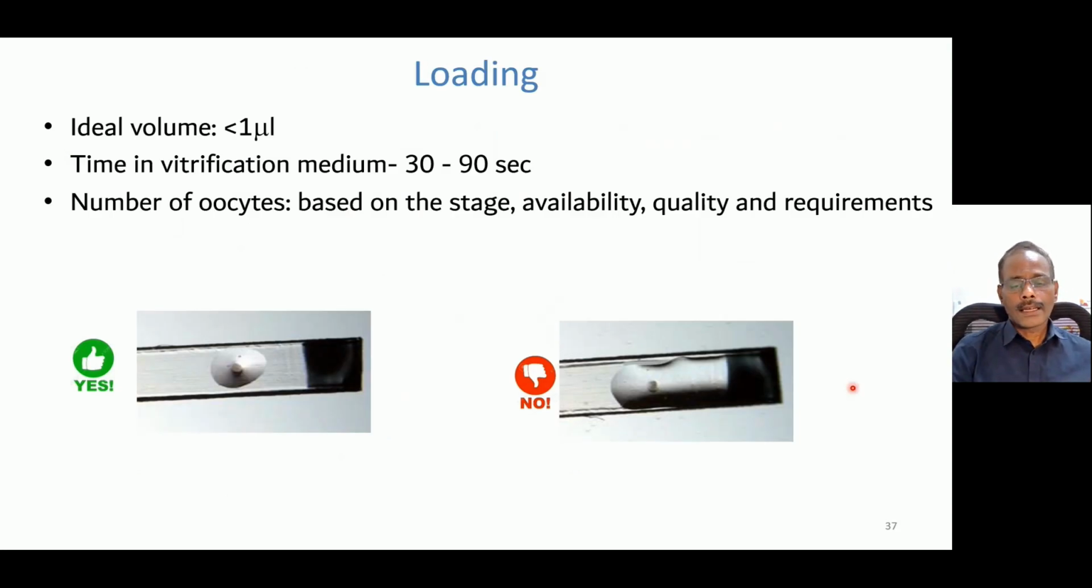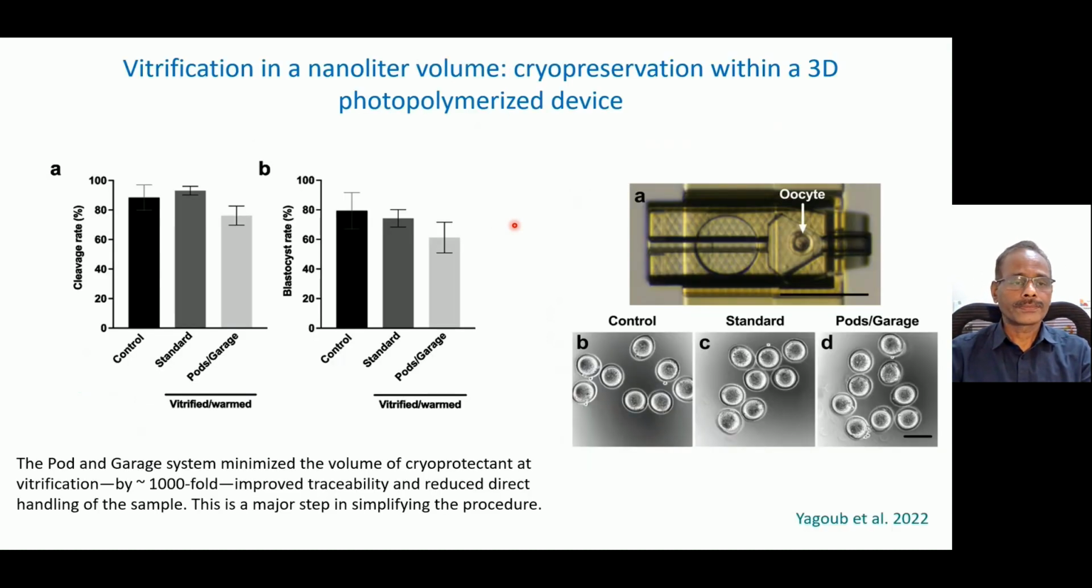Loading is another important factor. Ideally, loading should be done with less than 1 microliter of vitrification solution. This is the right way of loading because if the volume is large, then this can compromise the cooling rate, which can eventually affect the survival of the oocyte. And ideally, the time in vitrification medium is about 30 to 90 seconds. Again, if you keep it for a longer time, it may be toxic or it may negatively affect the survival. And the number of oocytes we can freeze in a carrier depends on the stage of the oocyte, the availability of the oocytes, the quality, and the requirements.